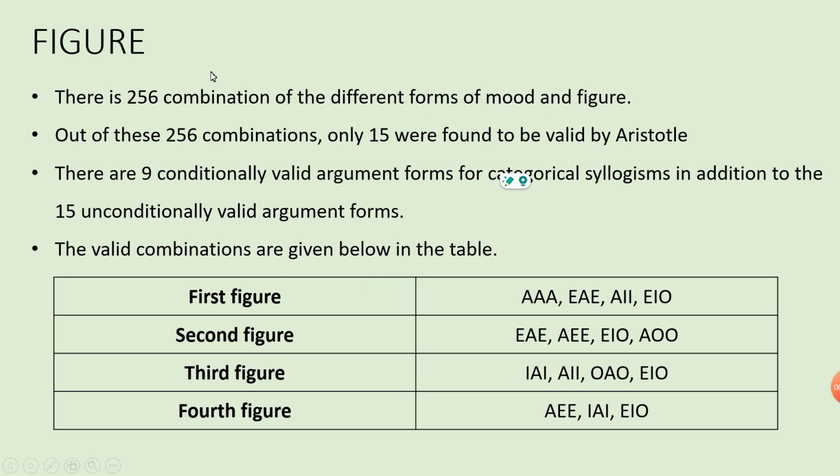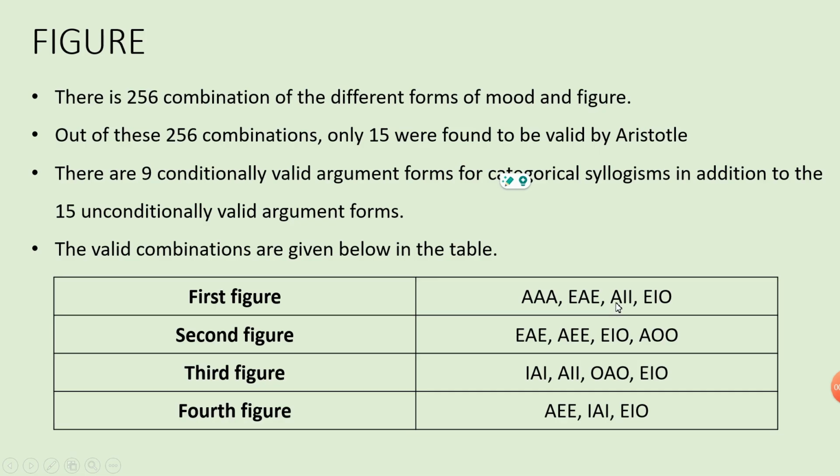That means that many combinations are possible. Out of these 256 combinations, only 15 were found to be valid by Aristotle. You know the Greek philosopher Aristotle. He found only 15 were valid. There are also 9 conditionally valid argument forms of the categorical syllogism, in addition to the 15 unconditionally valid argument forms. So these are the 15 unconditional.